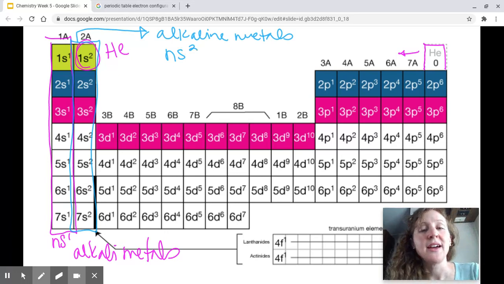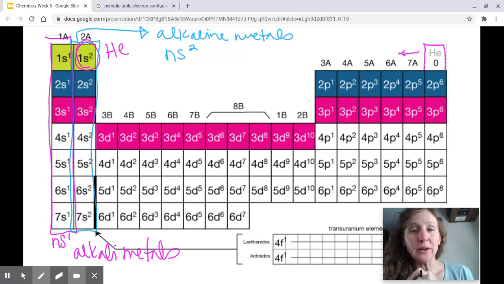And again, they are going to react all very similarly to one another. They're also fairly reactive, not quite as reactive as the alkali metals, but fairly reactive. And they all form similar compounds to each other because they have the end of their electron configuration the same.